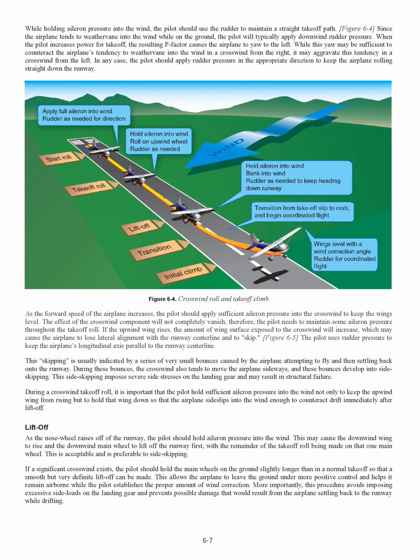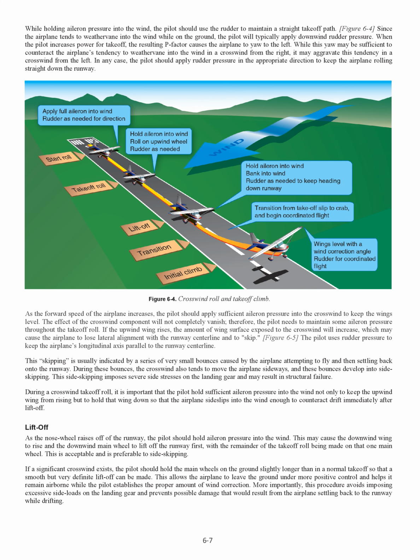During a crosswind takeoff roll, it is important that the pilot hold sufficient aileron pressure into the wind not only to keep the upwind wing from rising but to hold that wing down so that the airplane side slips into the wind enough to counteract drift immediately after liftoff. Liftoff. As the nose wheel raises off of the runway, the pilot should hold aileron pressure into the wind. This may cause the downwind wing to rise and the downwind main wheel to lift off the runway first, with the remainder of the takeoff roll being made on that one main wheel. This is acceptable and is preferable to side skipping.